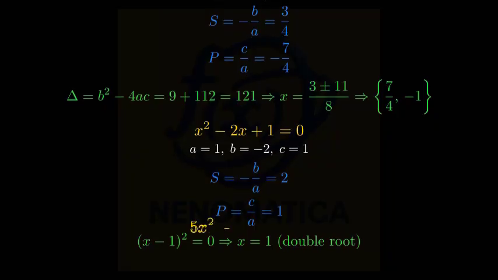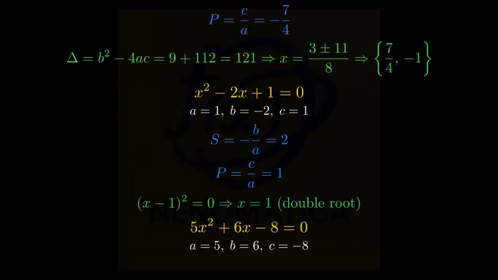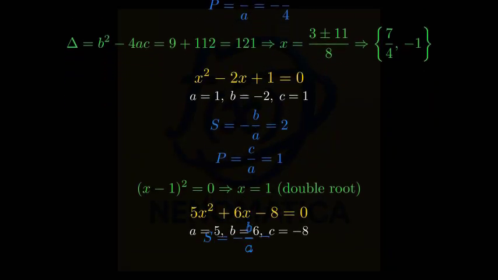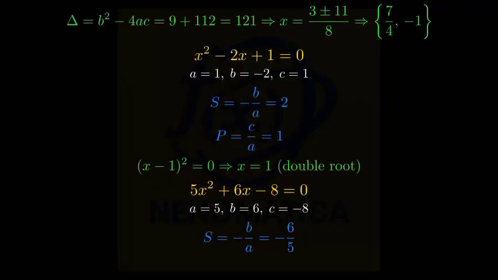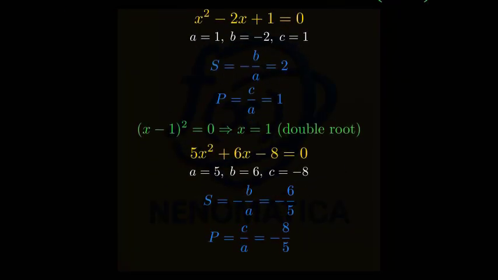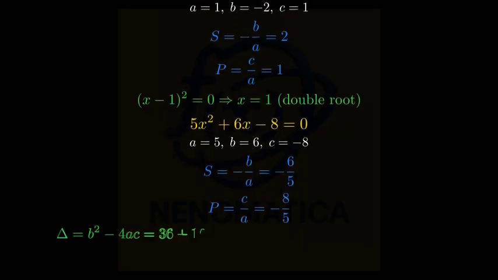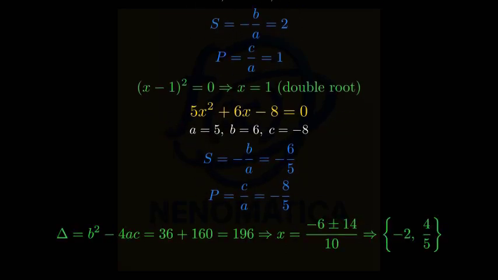Example 4. 5x squared plus 6x minus 8 equals 0. The sum of the roots is negative 6/5. The product of the roots is negative 8/5. The discriminant is 196, so the roots are negative 2 and 4/5.